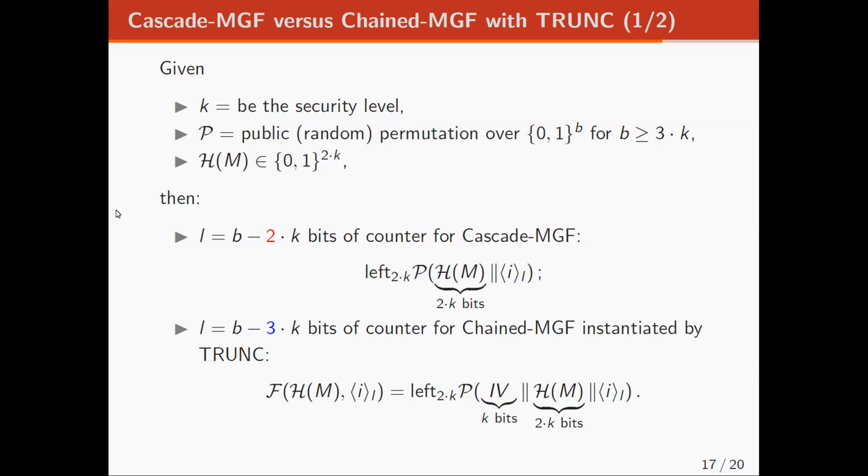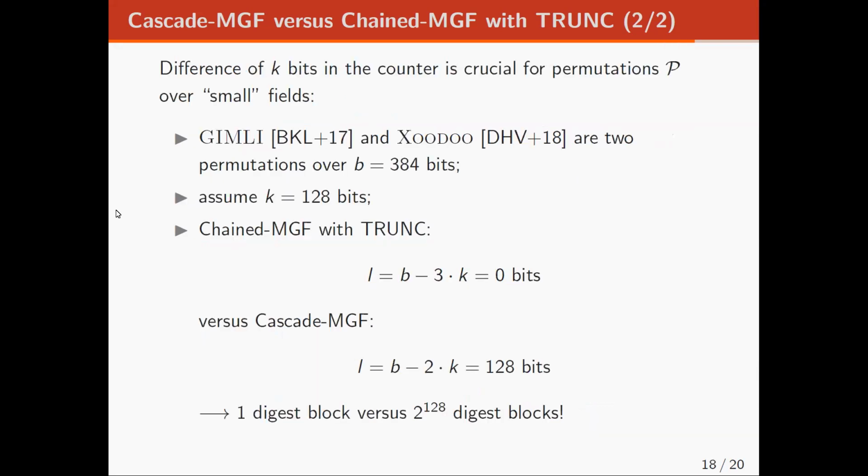So what does it mean in practice? This is very important in the case in which we have permutations that work over small widths. For example, Gimli or Xoodoo work over 384 bits. Assume that we want 128 bits of security. Then in the case of chain MGF, the size of the index L is just 0 bits, so we can have only one digest block. In the case of Cascade MGF, the size of L is 120 bits, which means we can generate up to 2 to the power of 120 digest blocks. So the difference is huge.